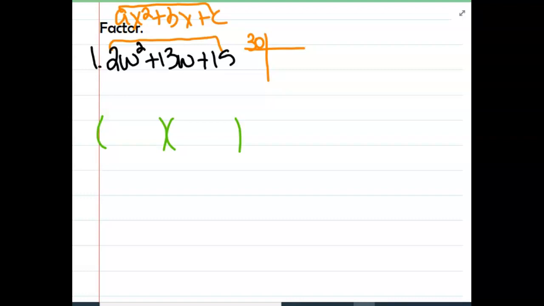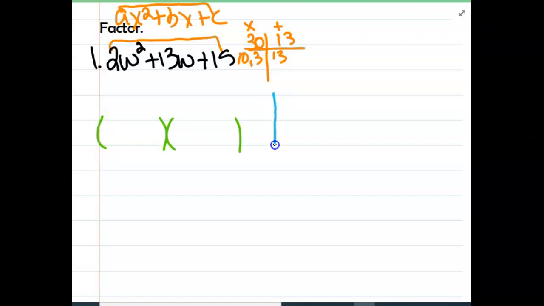And you're going to look for factors of AC that add to b. So b is the number in front of x. So I'm looking for things that multiply to give you 30, but add to give you 13. What are some things that multiply to give you 30? 10 and 3, which gives me 13.